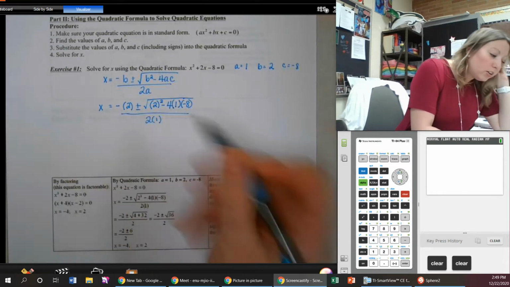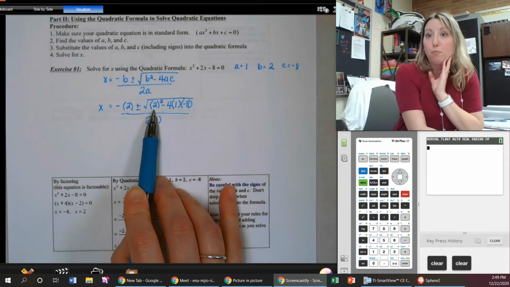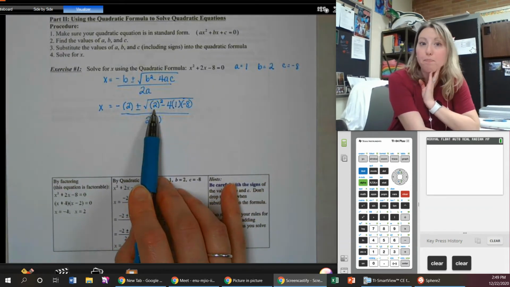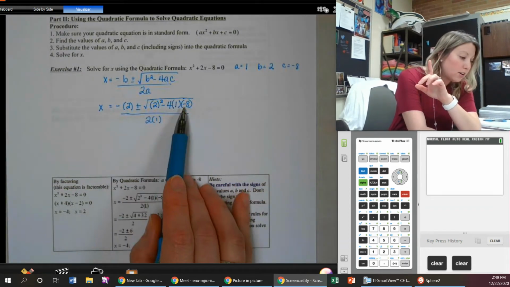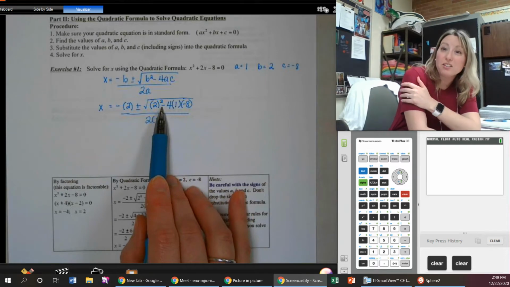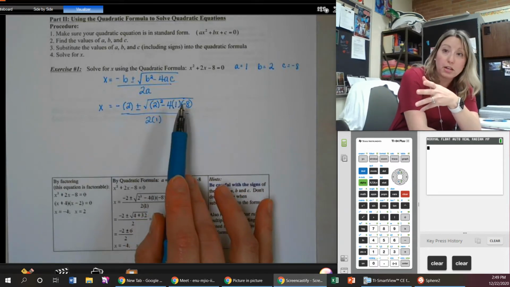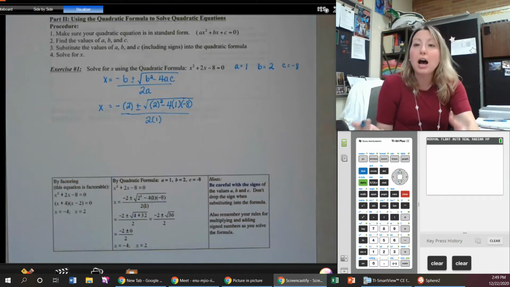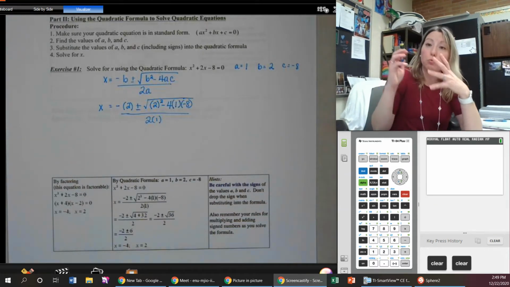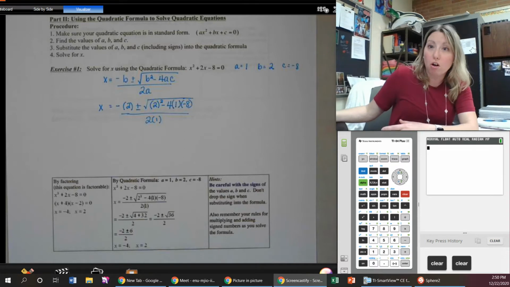Okay, so I mentioned that there would be mistakes here if you don't put the negative in parentheses and square. There's also mistakes back here because, see, this is a negative 4 times 1 times negative 8. So what do you get? You get a positive 32 out of that. So you want to make sure that those signs are all happening.